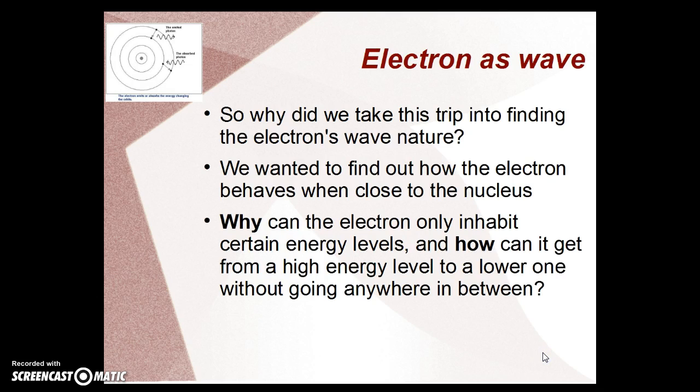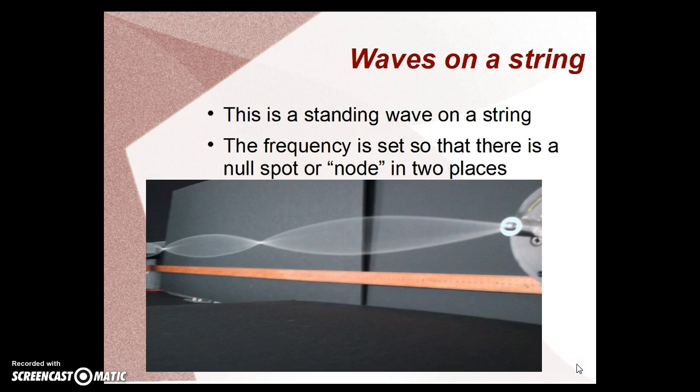It'll help us understand why the electron can only inhabit certain energy levels, and how it can get from a high energy level to a lower energy level without going anywhere in between. Now, we've diagrammed here a standing wave on a string, and we set the frequency so that there is a null spot or node here and here.